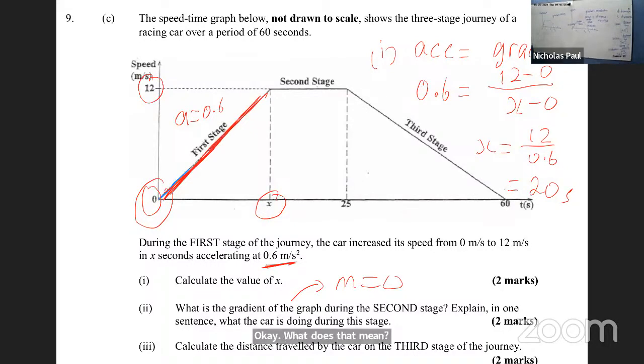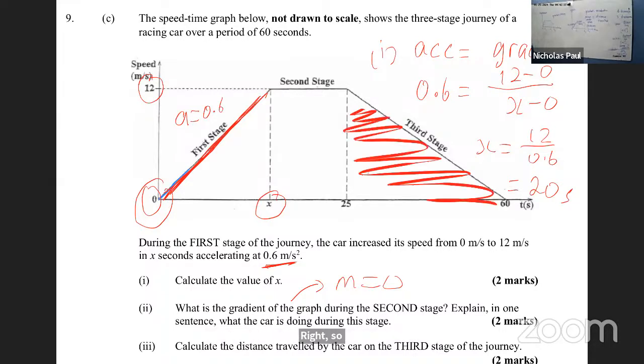And part 3. They ask us to calculate the distance on the third stage. How do we get the distance traveled in the third stage? Yes, so what was said is to find the area in that stage. Find the area.